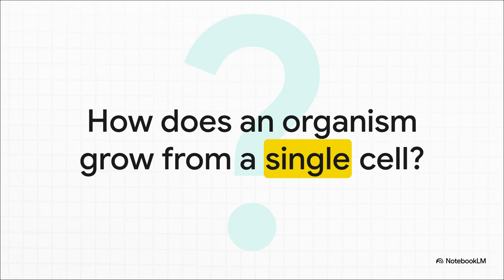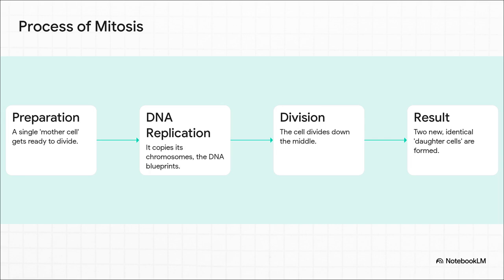I mean, just stop and think about this for a second. Every single one of us, you, me, we all started out as just one single cell. So how in the world do you go from one tiny cell to the trillions of cells that make up a whole person? The answer is this really elegant process of multiplication. That process is called mitosis. And here's how it works, in a nutshell.